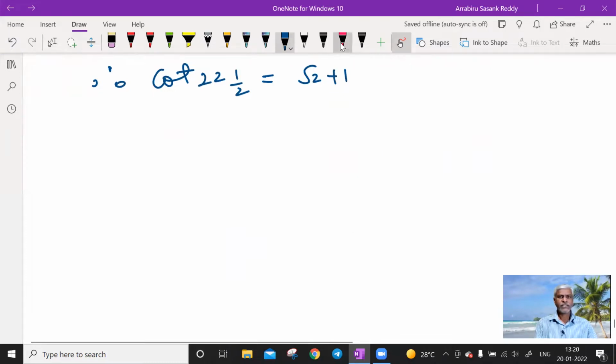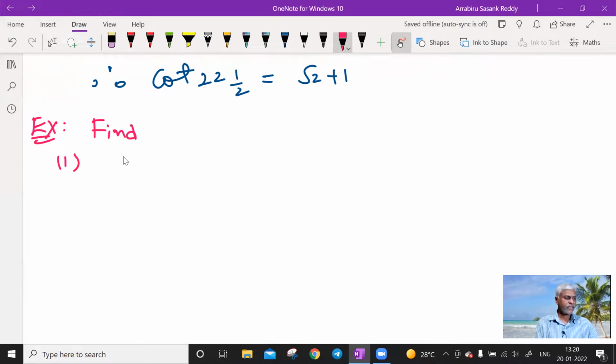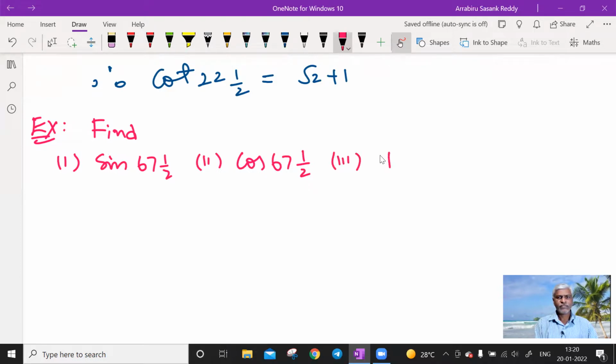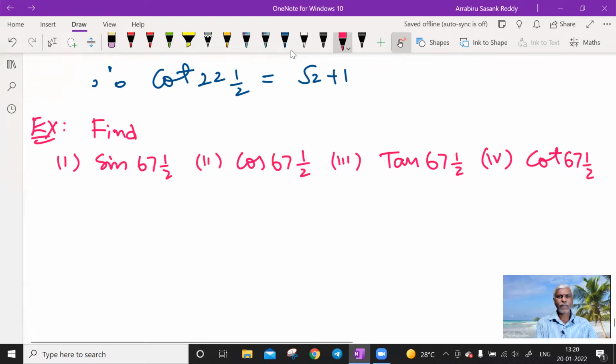Now let us find some more values. Find sin 67 and a half, cos 67 and a half, tan 67 and a half, cot 67 and a half.